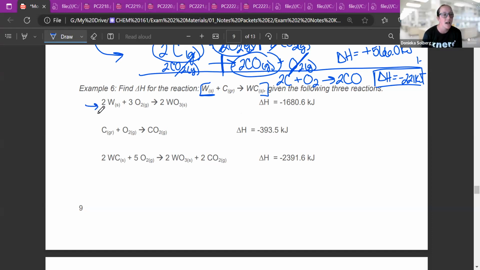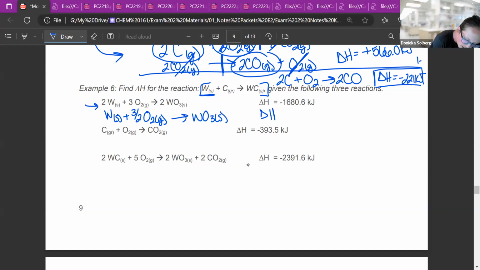Is it on the correct side? Yes, it's a reactant here. It is also a reactant here. Does it have the correct coefficient? No. It should be a 1, but here it is a 2. So I'm actually going to half this whole thing. So I left this space. You could do it right underneath. So I'm going to half this. So 2 over 2 is now just 1 tungsten plus 3/2 of O2 gas makes 1 WO3 solid.